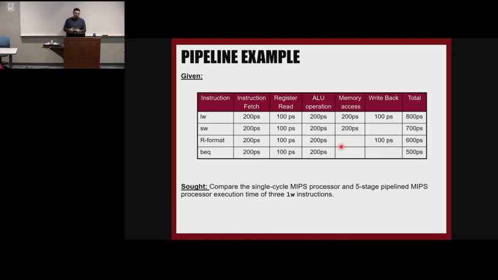Now the question is, we want to compare a single cycle MIPS processor with a 5-stage pipeline MIPS processor when they are executing 3 load word instructions.